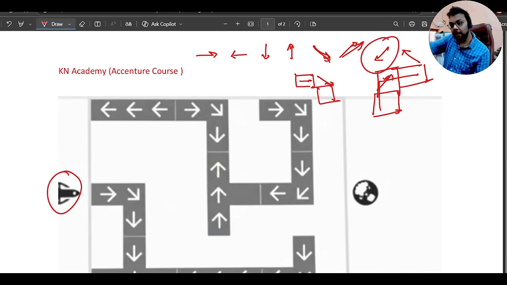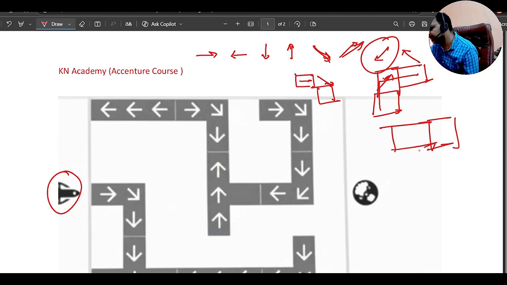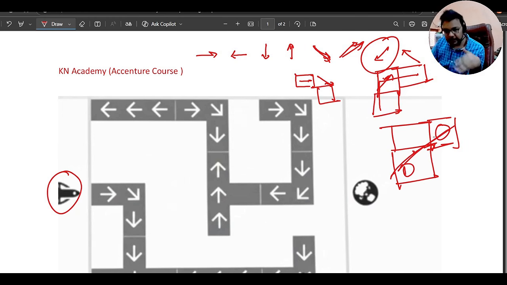Then this is up to down but in the opposite direction, meaning the left side. Suppose these are the 3 cells, and you want to move from this cell to this cell. Then up to down, and left side, then we will use this arrow.